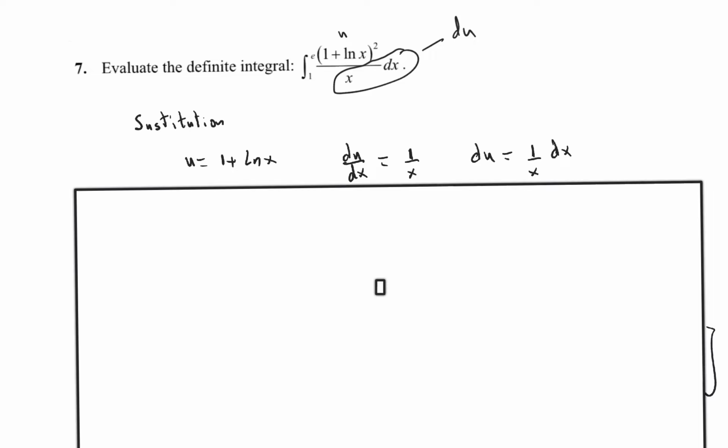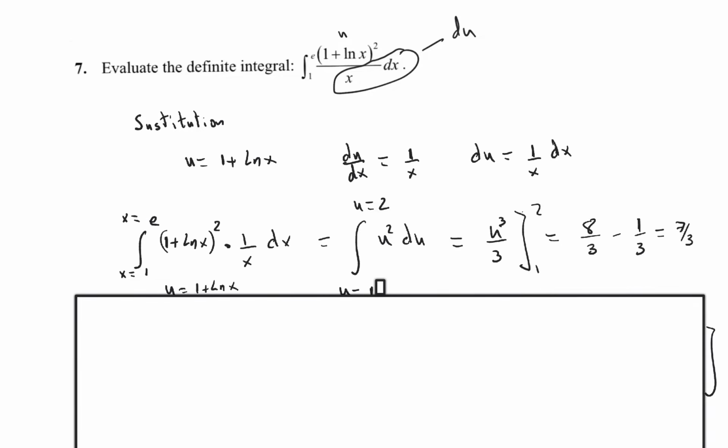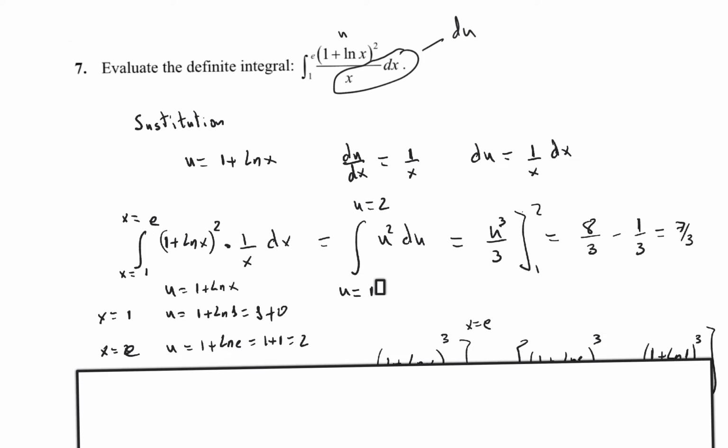Now, this is du. Okay, now we keep going, and we do the integral from x equal 1 to x equal e, which is the same integral as the integral of u squared du. But now we have to be careful with this.